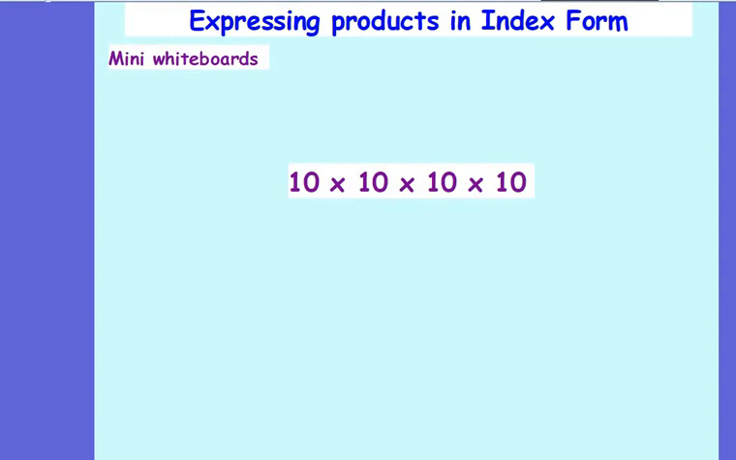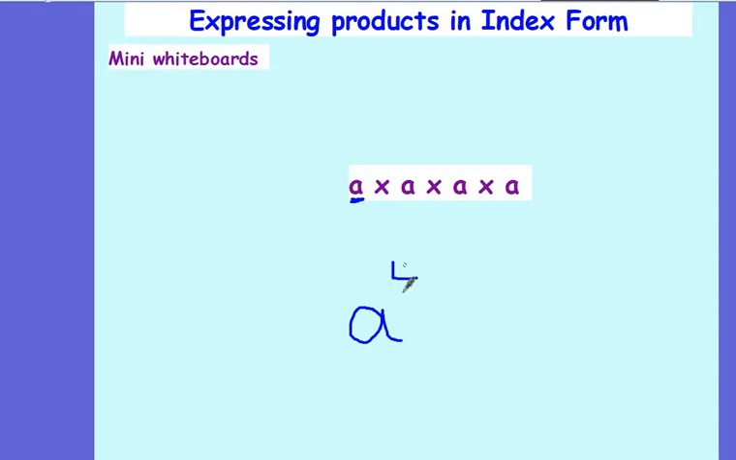How about now? This time our base is 10. We're multiplying it 4 times. 10 times 10 times 10 times 10 is 10 to the power 4. So how about now? Sophie, what do you reckon? Cool, this time our base is just A. We've just used a letter instead of a number. But our base is still this letter here. And I'm doing it 4 times, so it's A to the power 4.